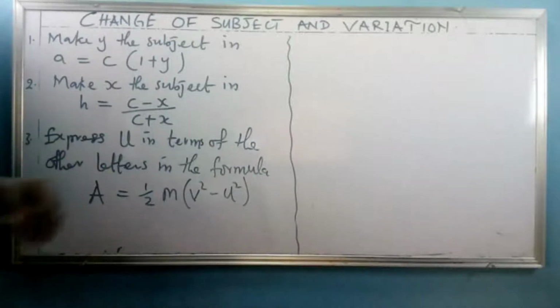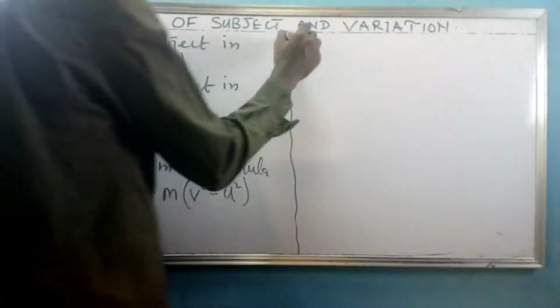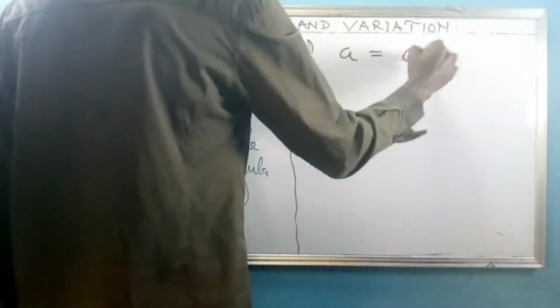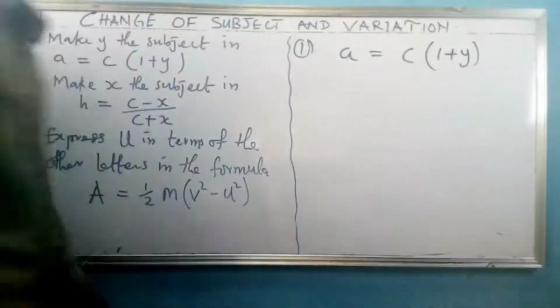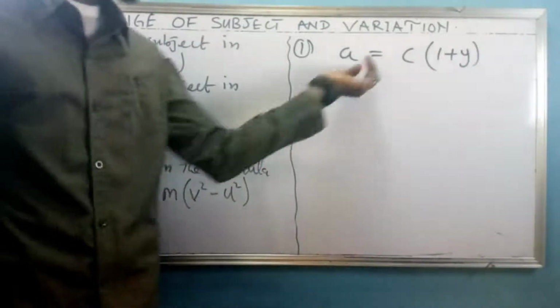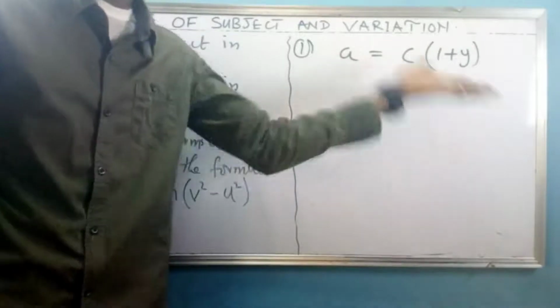Let's look at the example. We have: make y the subject of formula in this. So let me do my example here. Number one, we have a equals c open bracket 1 plus y close bracket. Look at this one. I want to make y the subject. That is what it means. We want y to come to the front to lead the team.